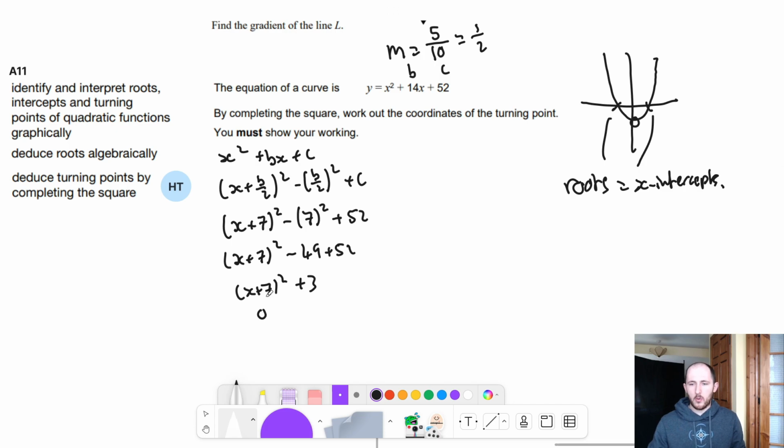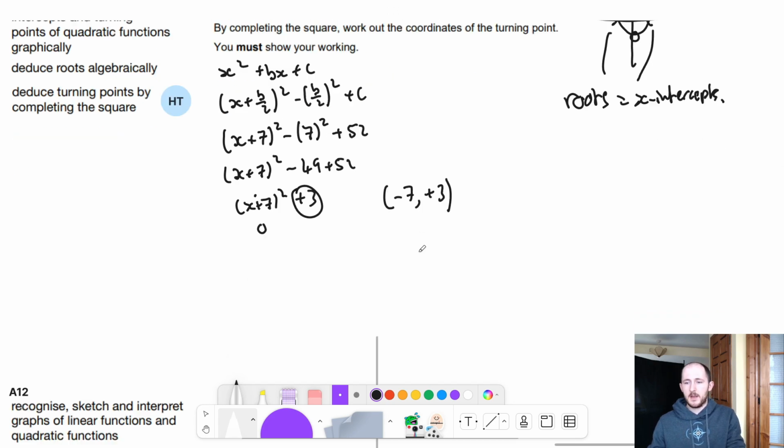So, all you do to work out the coordinates of the turning point is you flip the sign of this bit. So in this case, I make it minus 7. And I just keep whatever's on the end exactly the same. Why? Because to make this value as small as humanly possible, right, because a turning point is just the smallest possible value, I have to sub in x equals minus 7 to make this 0. And then I add 3.